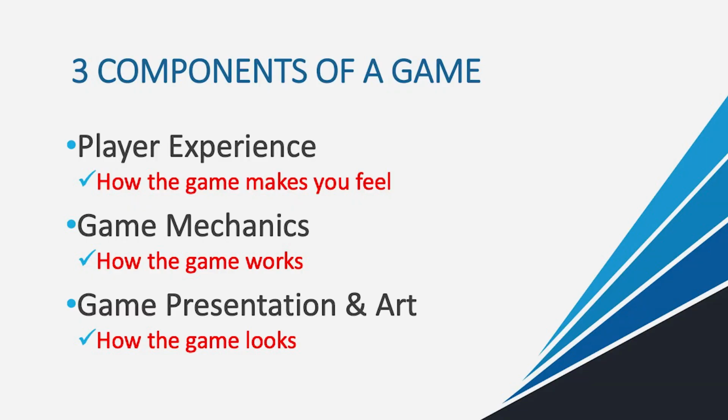So how do you go about making a board game? The first step is you need to consider three aspects of the game. The first aspect is player experience: how do you feel when you play the game? The second part is game mechanics: how does the game work? What are the rules? And how do you actually win the game? The last part is the game presentation and artwork.